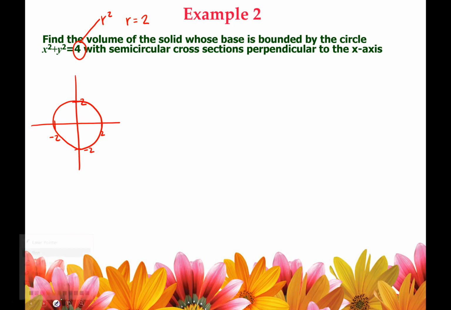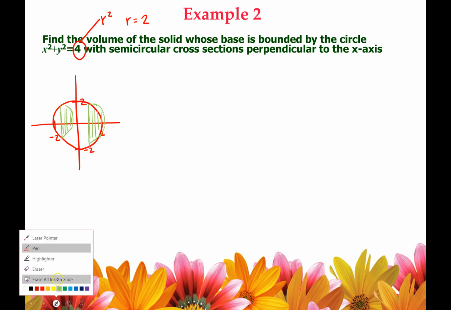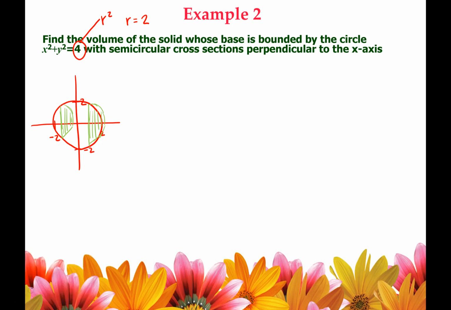Okay, so what we have are semicircles coming up being perpendicular to the y-axis. So there's my perpendicular, and then we've got these semicircles that are kind of coming straight up out of there. And then maybe we've got one here that's kind of coming straight up. All right, so we have to find the area of the semicircle, and just as a reminder, the area of a circle is pi r squared. So the area of a semicircle is going to be pi r squared divided by 2.